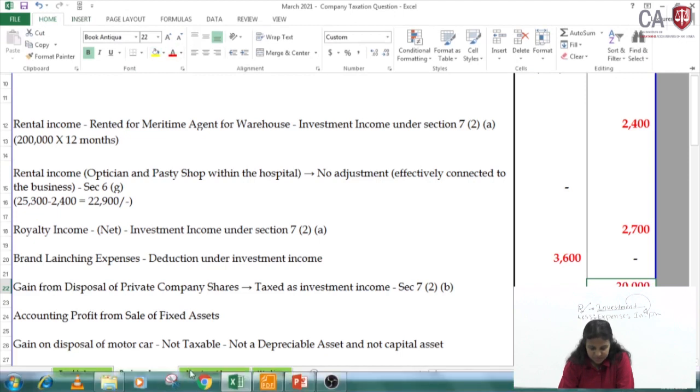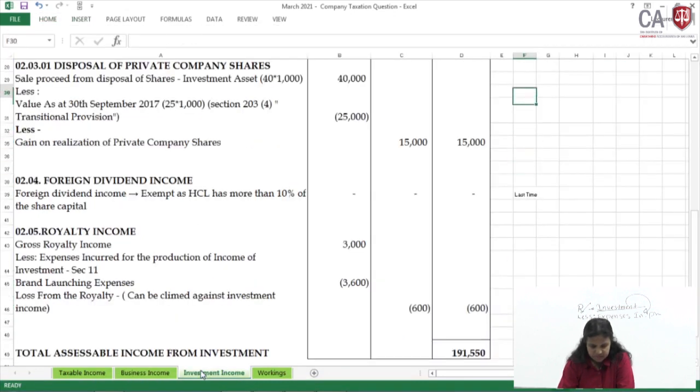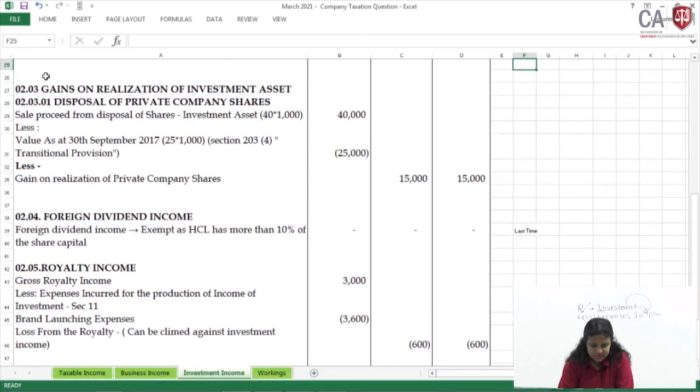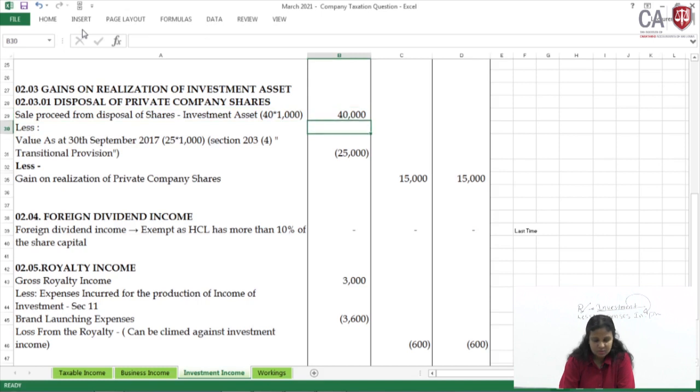Then next, under the investment income, the gain from realization of investment asset. In that part, how to compute the disposal of private company shares? All these things I have added as the explanatory note, in a much more explanative manner, so that you can refresh the theory and take advantage of this. Sale proceeds from disposal of shares, the investment asset: it's 40 into 1000, it's 40,000, less value as at 30th September 2017, it's 25 into 1000 shares.